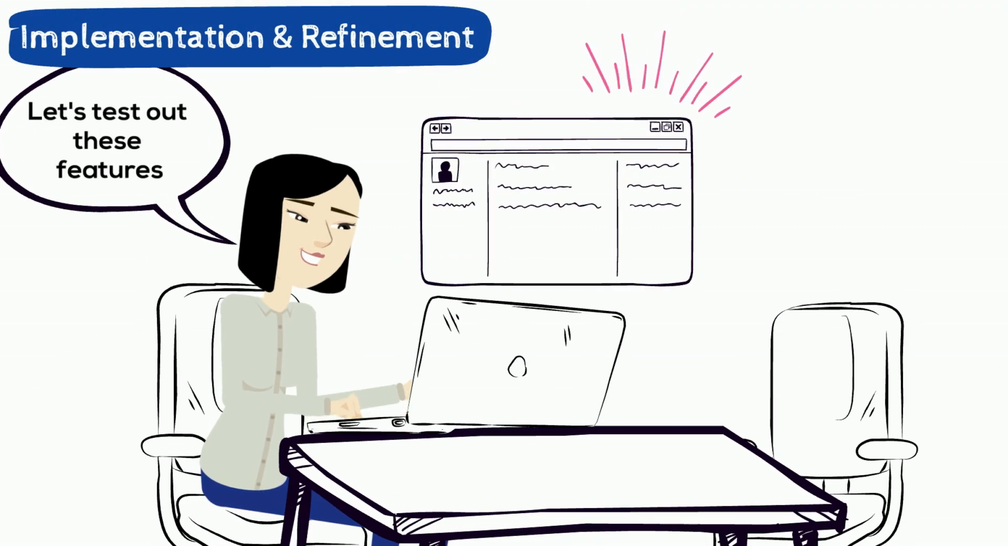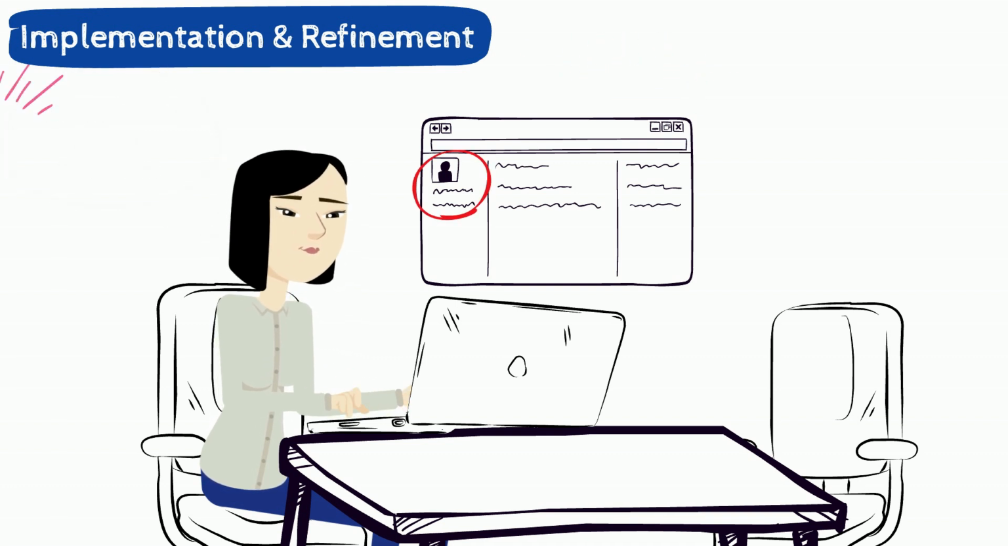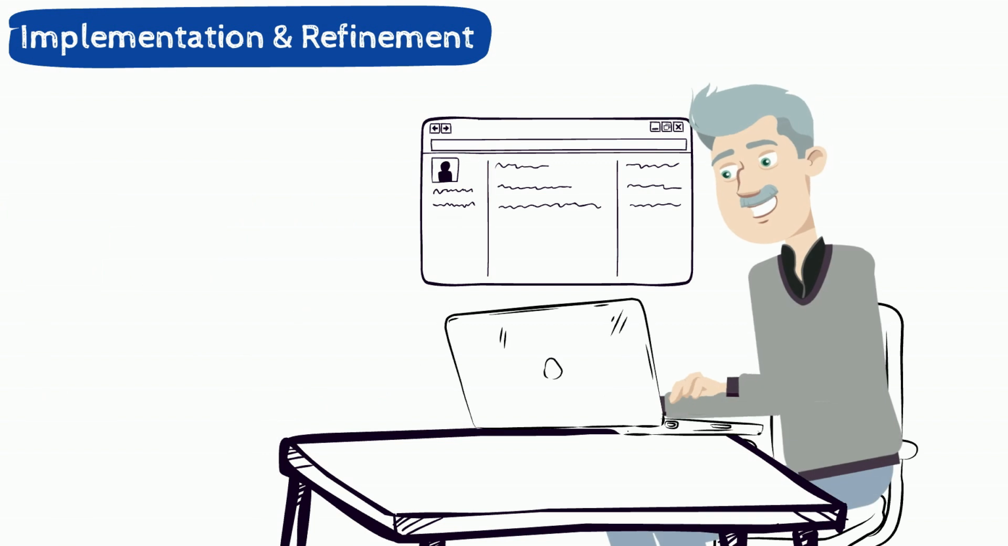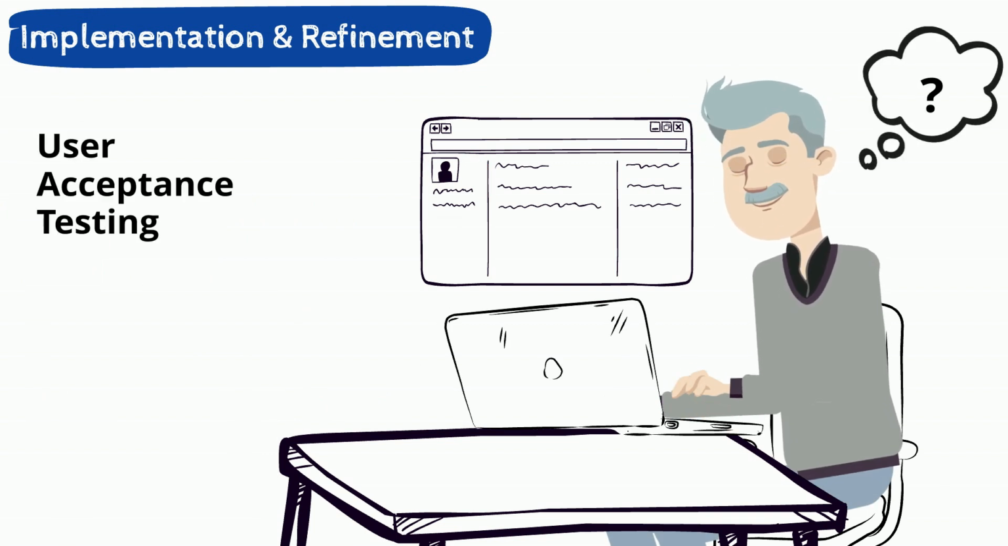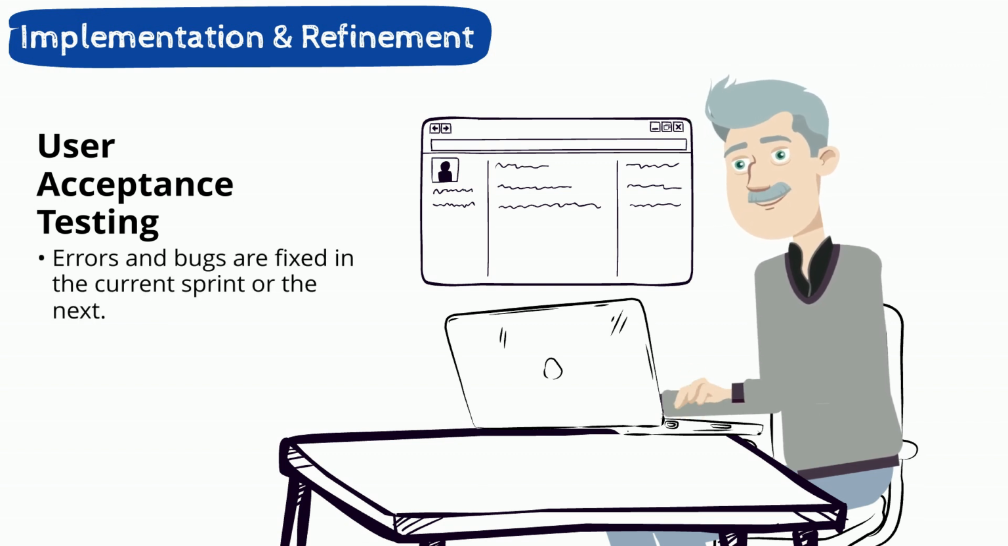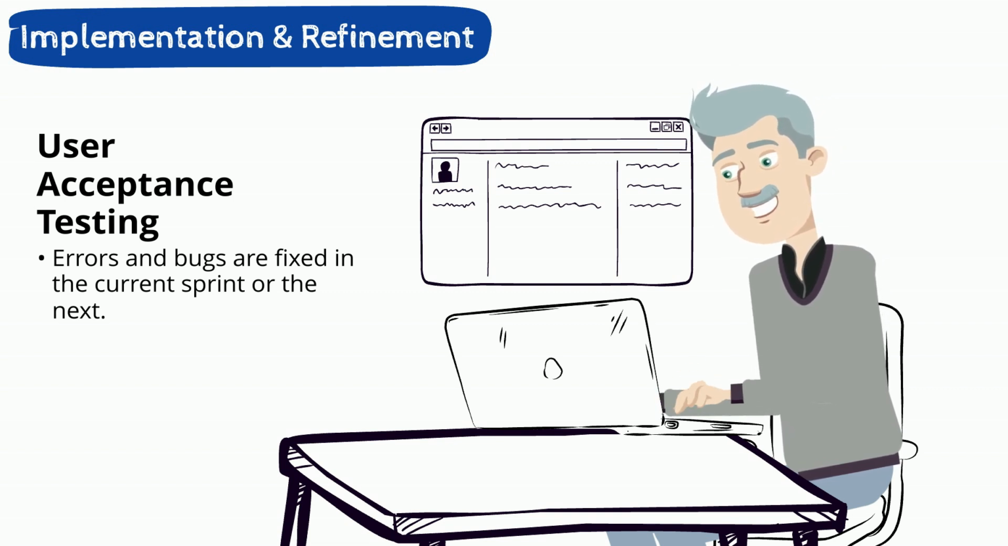At the end of each sprint, we test. Some sprints only need internal quality assurance, but once a coherent workflow is ready, we invite real users to try it out. This is user acceptance testing. If something doesn't work, the team decides whether to fix it right away or address it in a future sprint, taking into account factors like effort, risk, and user impact.